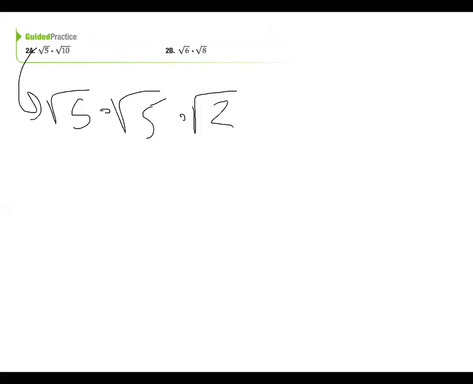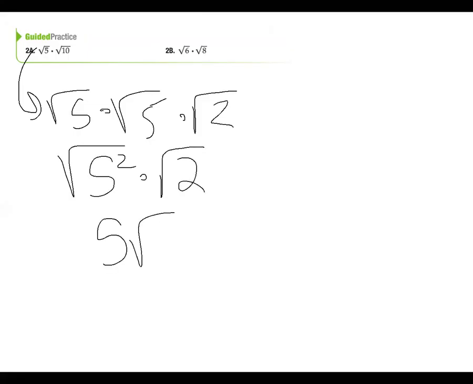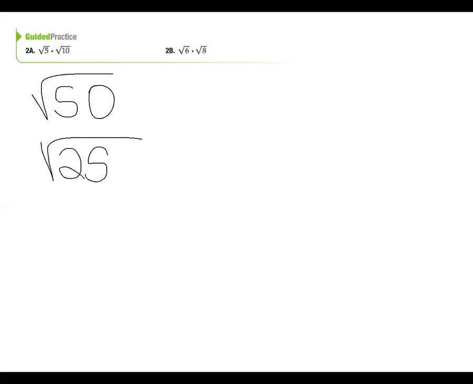Okay, we're back. So 2a, number 10, is square root 5 times square root 10. So this is square root 5 squared times square root 2, which gives you 5 square roots of 2. All right, the other way to do that one is to multiply it straight together. 5 times 10 is 50. And then you might realize that 50 is 25 times 2. And the square root of 25 is 5, so it's 5 square root of 2.